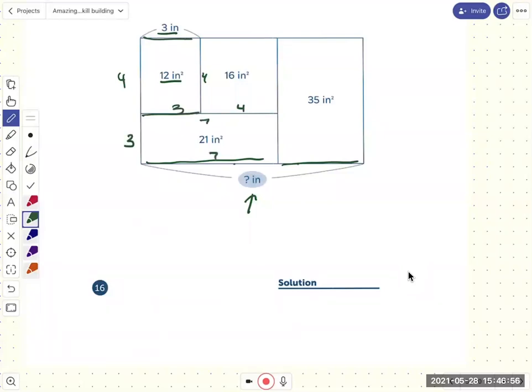So it makes the height of this a 3. And so we put the 3 and the 4 together, that's 7. 7 times 3 is 21. Okay, so we've got one of the pieces that we need. But we've got to get this whole length here.